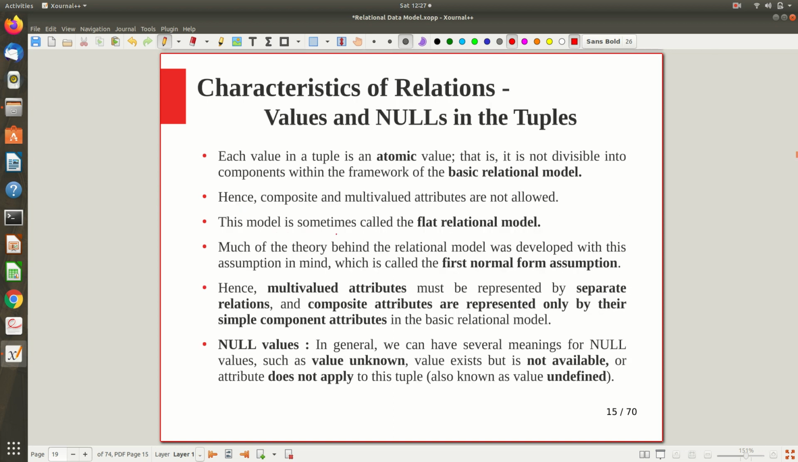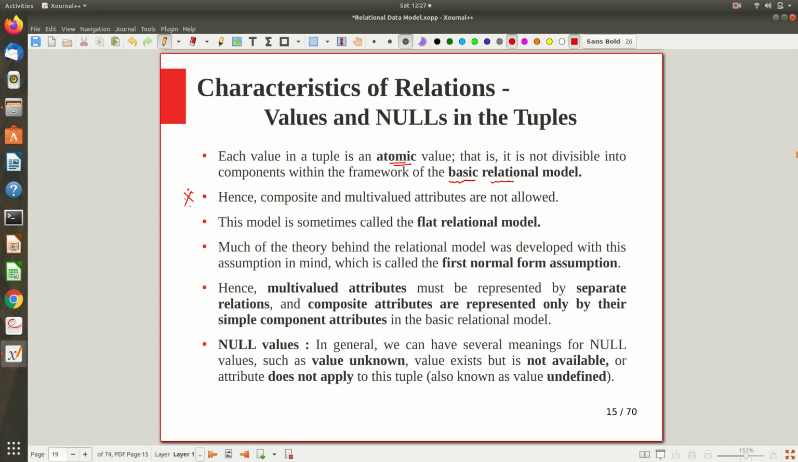Now another thing is some of the characteristics of the relation. What about its values and nulls in the tuple? By default, any relation, you look at any tuple, the value of an attribute should be atomic. It should not be further divisible. Each value in a tuple is an atomic value, that is, it is not divisible into components within the framework of the basic relational model. So the basic relational model says that the value should be atomic. That means it's very important.